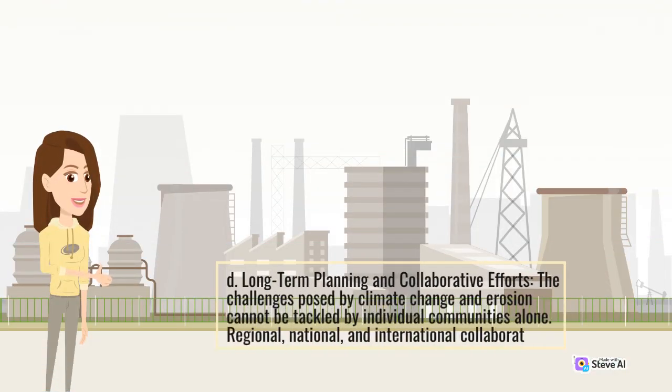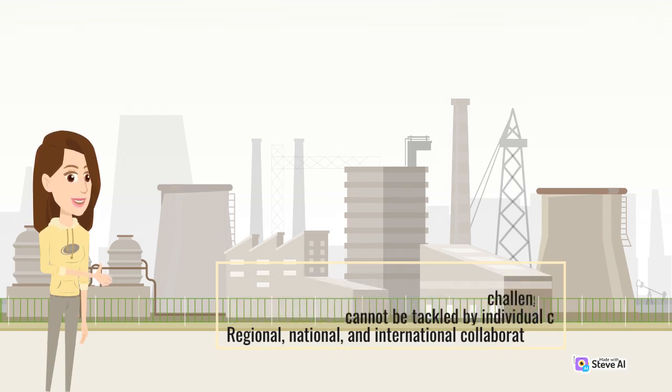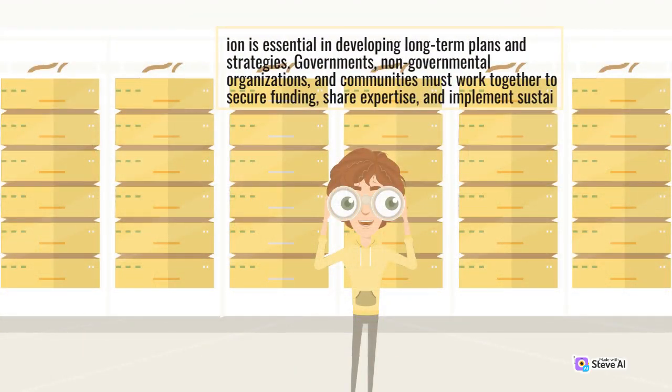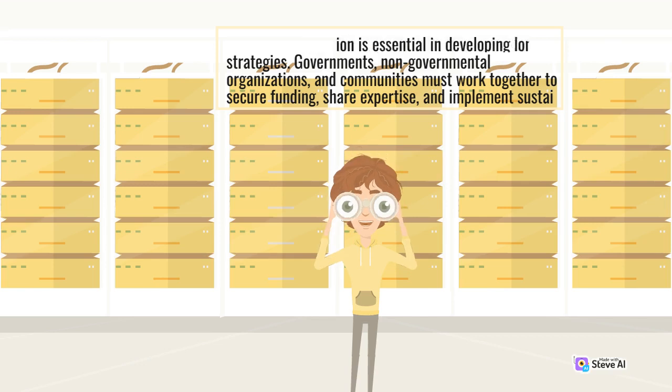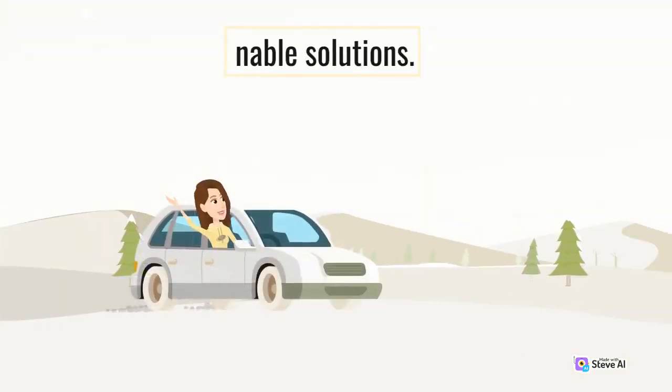D. Long-term planning and collaborative efforts. The challenges posed by climate change and erosion cannot be tackled by individual communities alone. Regional, national, and international collaboration is essential in developing long-term plans and strategies. Governments, non-governmental organizations, and communities must work together to secure funding, share expertise, and implement sustainable solutions.